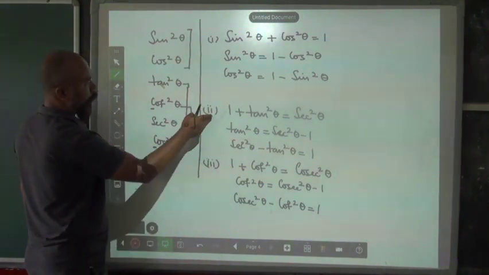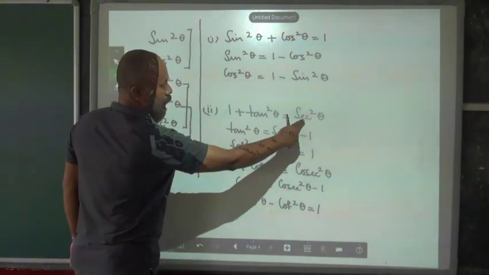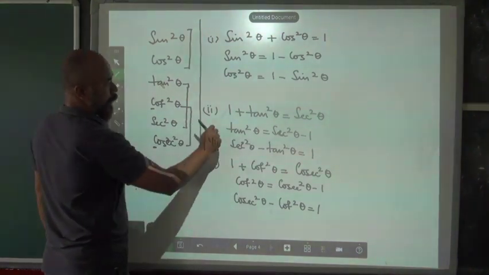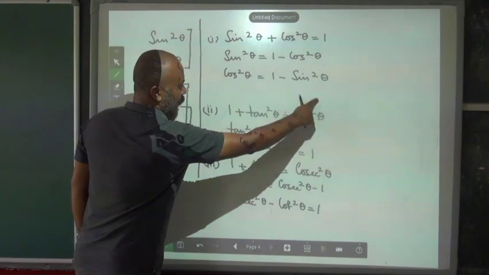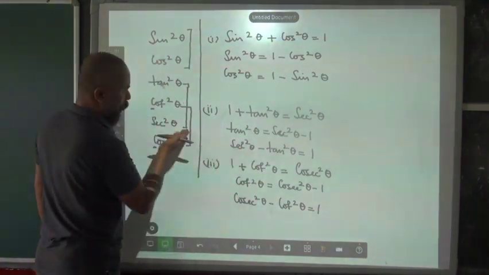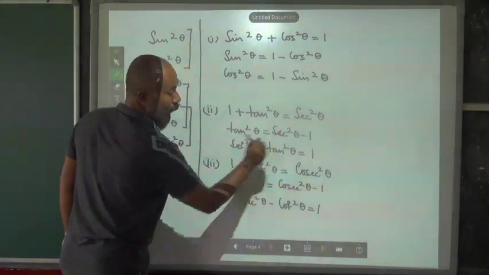If you are looking at the second formula, 1 plus tan square gives you sec square theta. If you take this 1 that side, then tan square theta is sec square theta minus 1. And this one is the one looking from the bottom, so sec square minus tan square will give you 1.